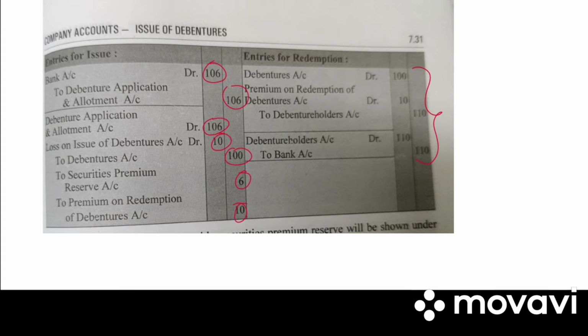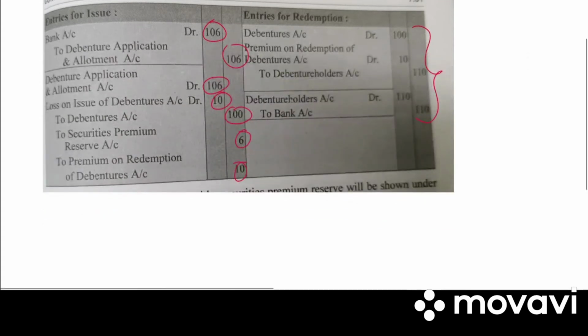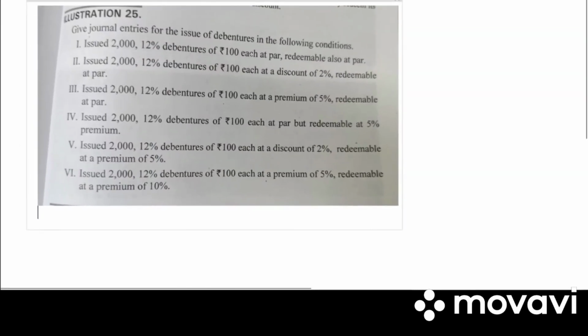Okay. So you can write down a note. Securities premium reserve is shown under the head reserves and surplus, and premium on redemption will be shown under the head non-current liabilities. Next, take down an illustration.